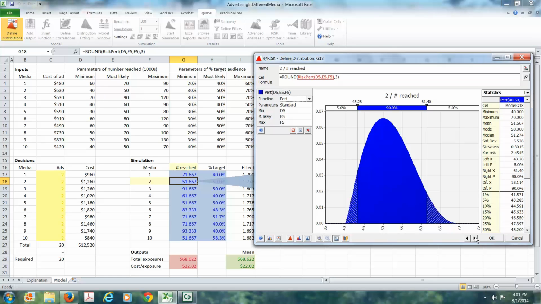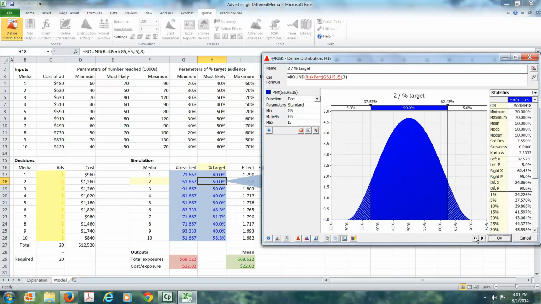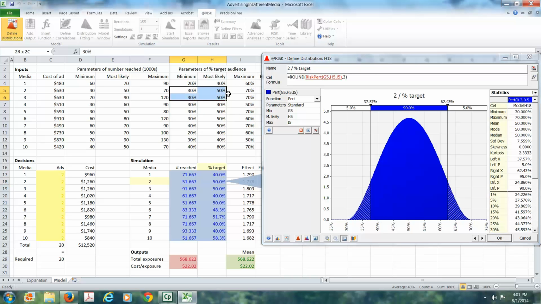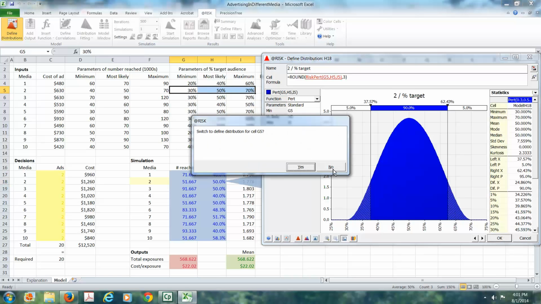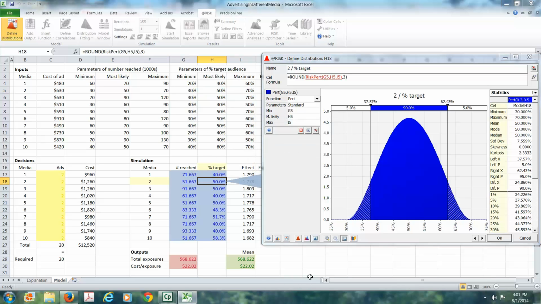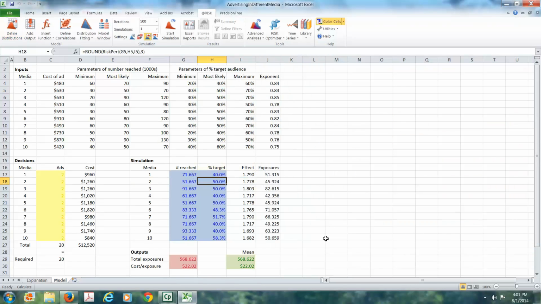Now if we scoot on over to the right to the percent target, you'll notice this is also a PERT distribution, and this happens to be using these 3 numbers up here. Okay, so we have values here, and you'll see that these values, let me turn on our simulation, these values are the values that we don't know. That makes deciding who to advertise with and how much that much trickier.